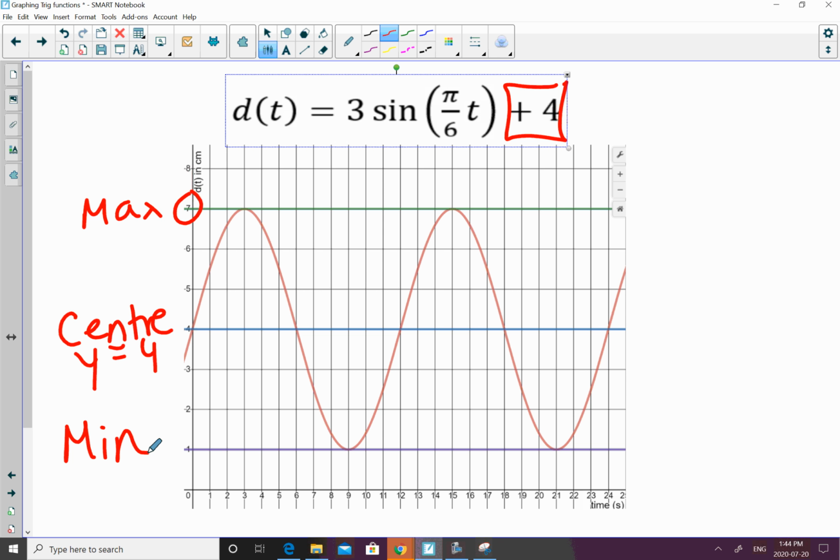You'll also notice that in the scale I've selected, every box is worth 1 second. A full period is 12 seconds, so 1 full cycle. And every 3 seconds, you will have a key point. So at 0, we're at 4. At 3, we're at 7. At 6, we're back to 4. At 9, we're down to the bottom at 1. And at 12, we're back to the center again, which is at 4.